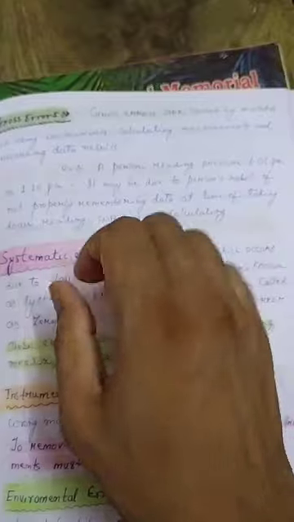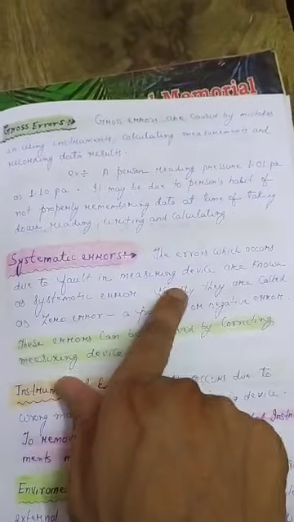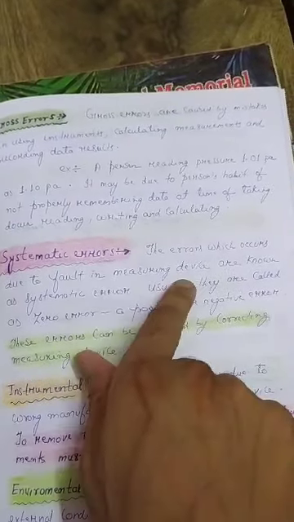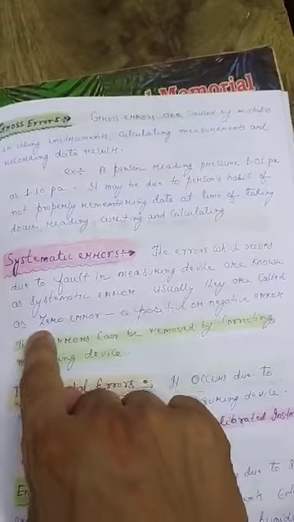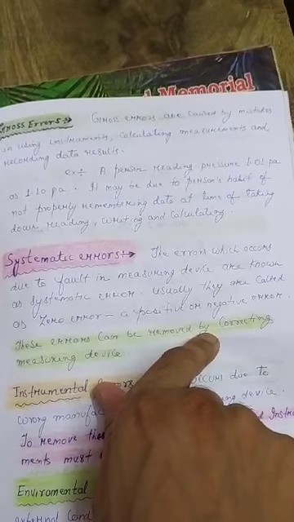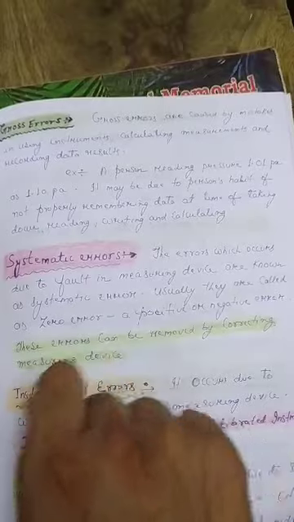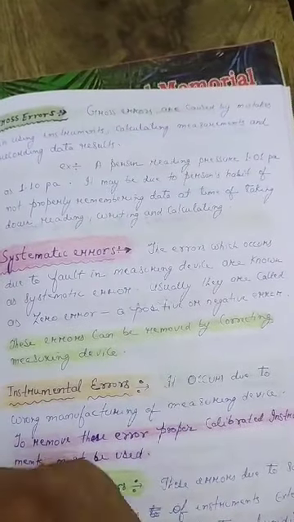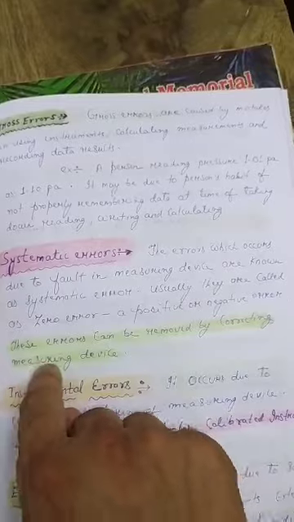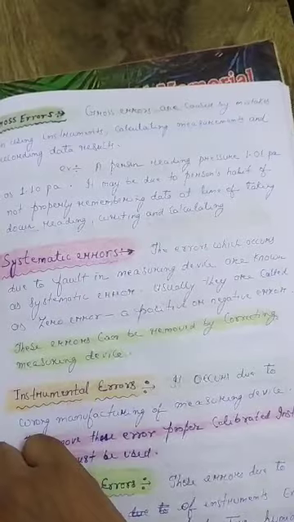For example, balance, electronic balance, voltmeter, ammeter, scale, all these are what? Measuring devices. Usually systematic errors are called a zero error, a positive error or a negative error. This error can be removed. How to remove this error? By correcting the measuring device. If your device is faulty, then you have to take a proper device which is not faulty. It is a good instrument.